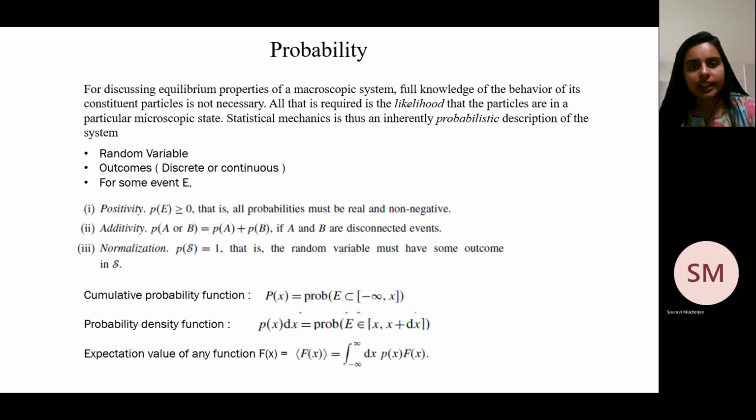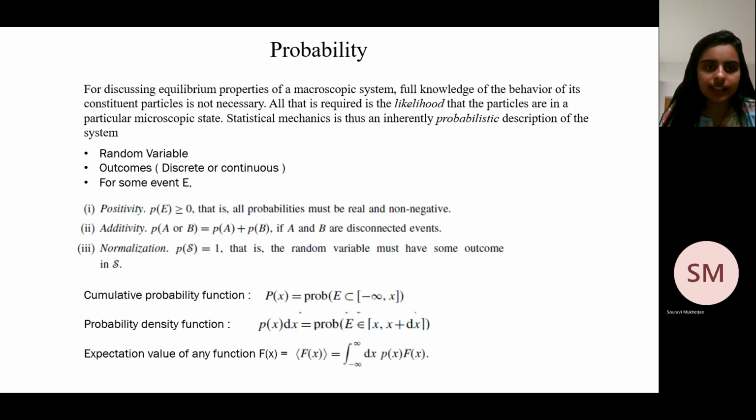So before we talk about statistical mechanics, as our course proceeded, we did a basic introduction to probability, where we learned what is a random variable and what we mean by outcomes. So given some event E, like tossing a coin, what you get out of this event can be your random variable. And whether it's a head or tail are the different outcomes, right? So similarly, you can define the random variables and the outcomes depending on what event you are looking at.